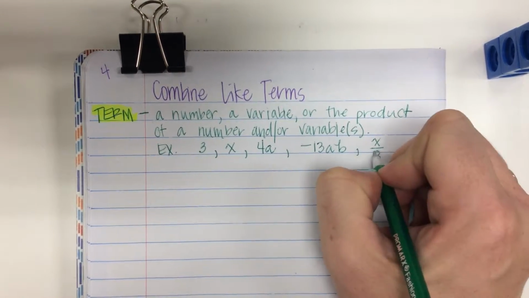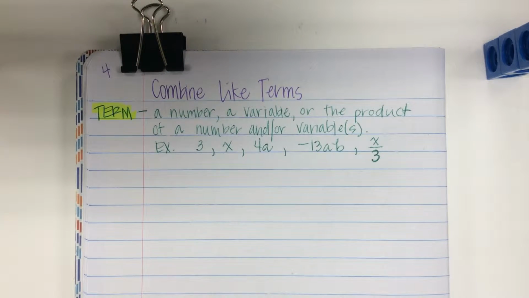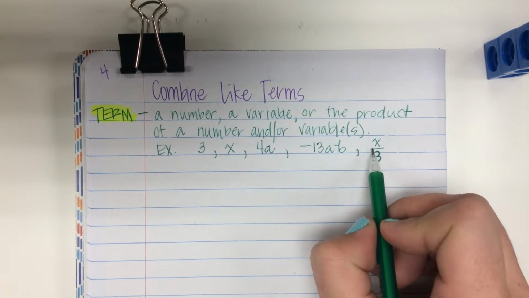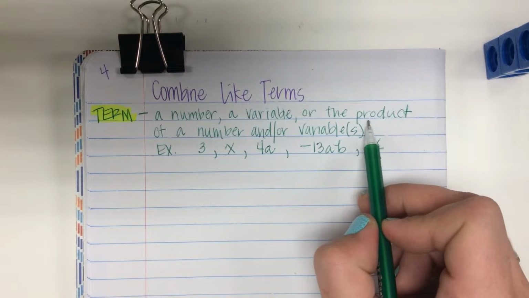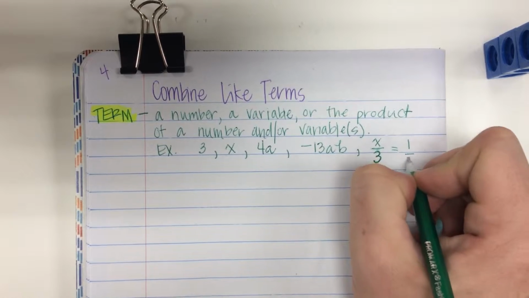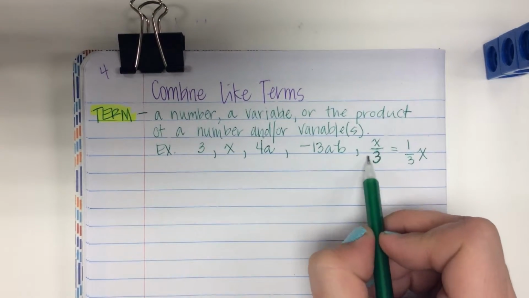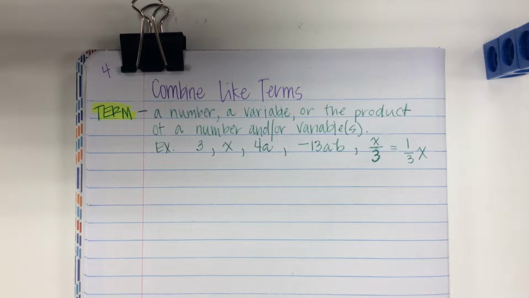This is the one that messes us up the most. X divided by 3, or something divided by 3, or maybe it's 3 divided by X. This is a term. And you say, no, it's not. This line means divide. And this says product, which means multiply. You have to get in your head that these are the same thing. Dividing by 3 is the same thing as multiplying by 1/3. So therefore, it's a term.